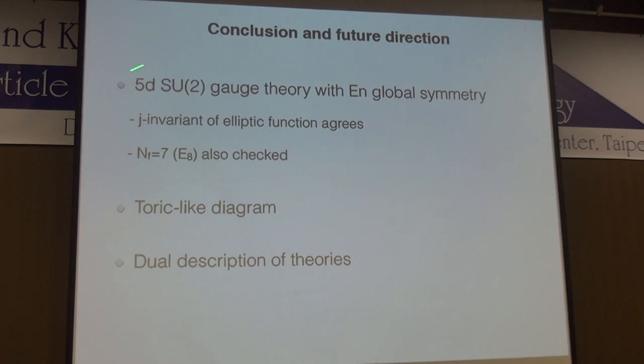So the conclusion is that we consider the 5D SU2 gauge theory. The global symmetry is seen from the J invariant of the elliptic curve. And for the seventh flavor case, we also checked. This is more complicated, but the idea is exactly the same, and you can get the E8 symmetry for seven flavors. We also discussed the toric-like diagram and its property as a very special limit of the usual toric diagram. We also discussed the dual description of the theory. Okay, I will stop.